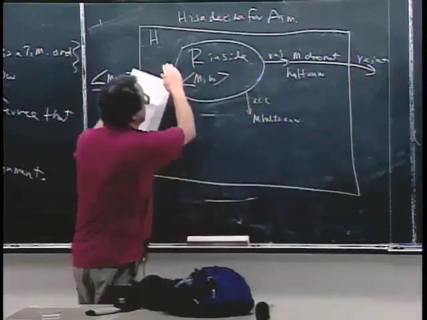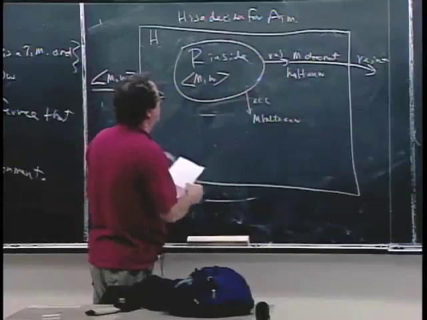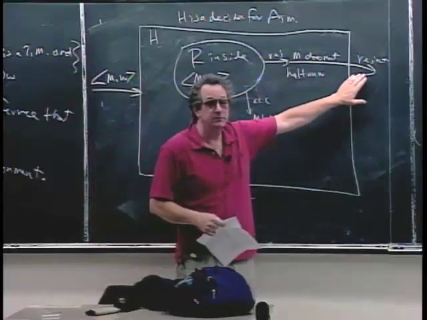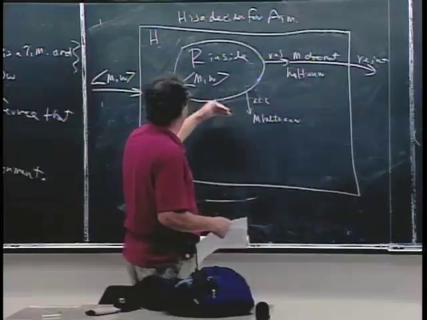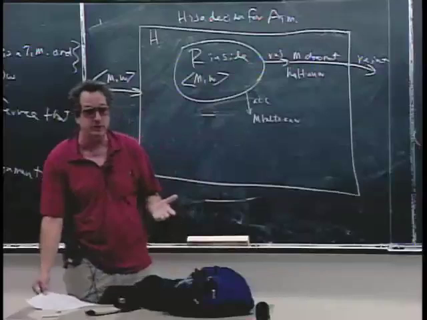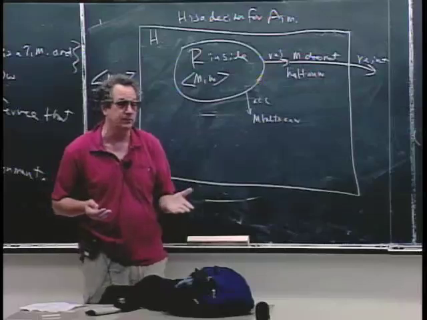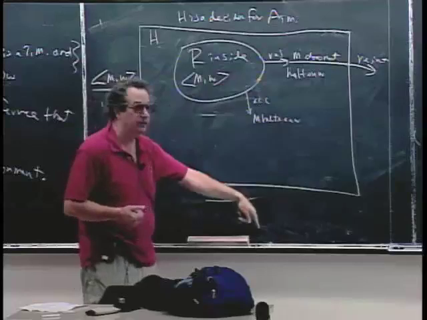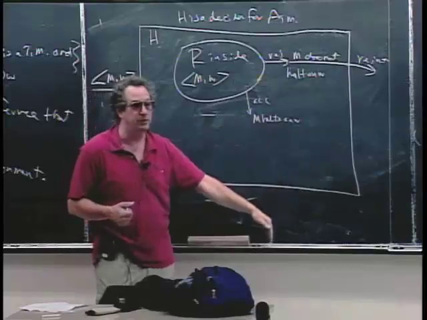This is the outside of H. This is the outside of R. So reject from R should mean a reject from H. Accept from R means that, yes, M will halt if it's looking at W. So if M halts when it's looking at W, it either halts with an accept or a reject. If M halts with an accept, then the output here should be accept. If M halts with a reject, then the output should be reject.